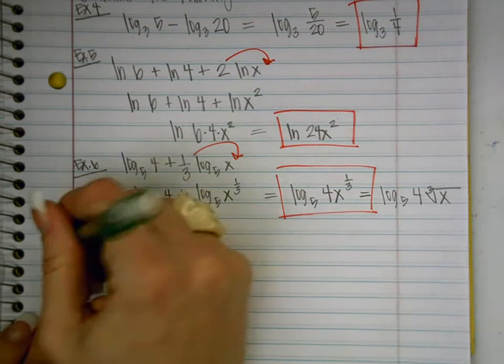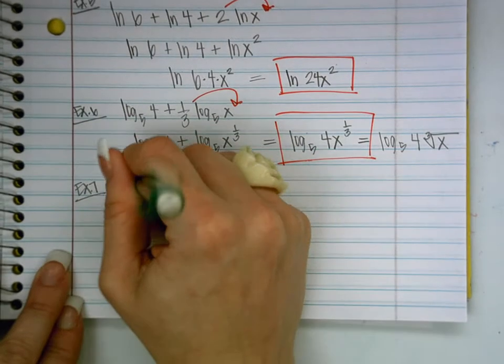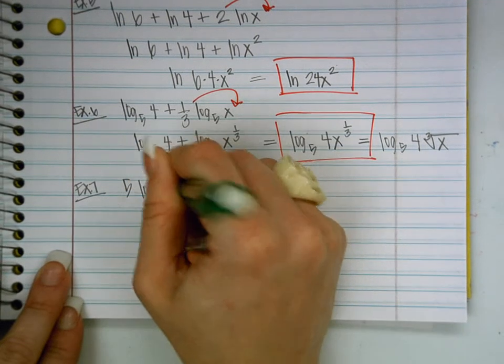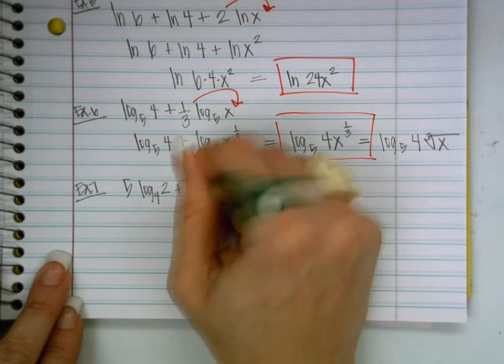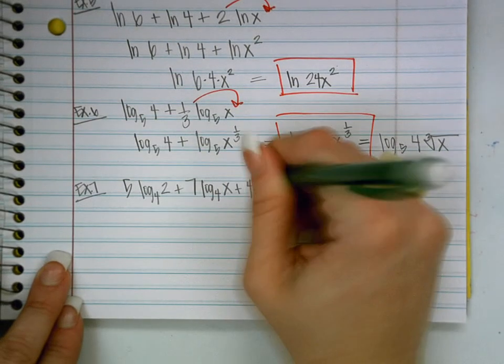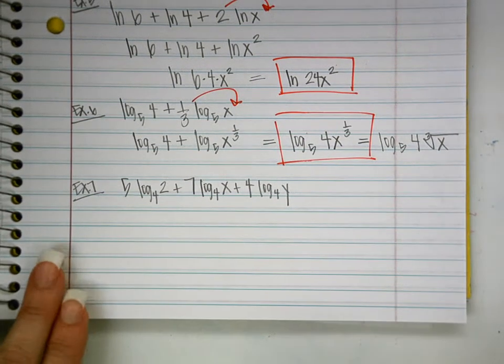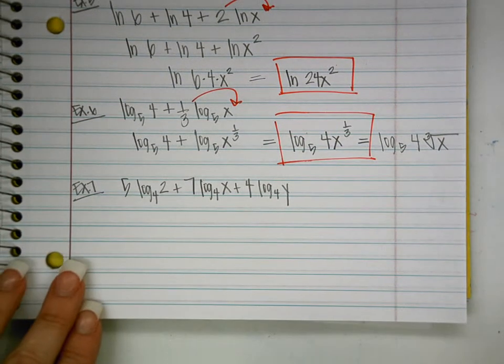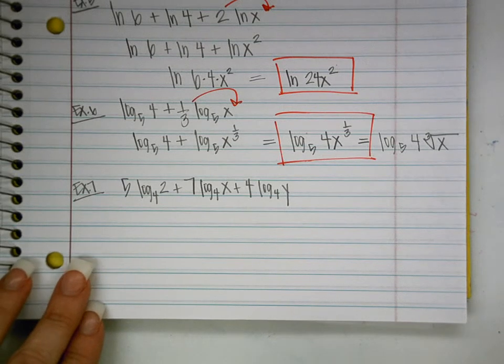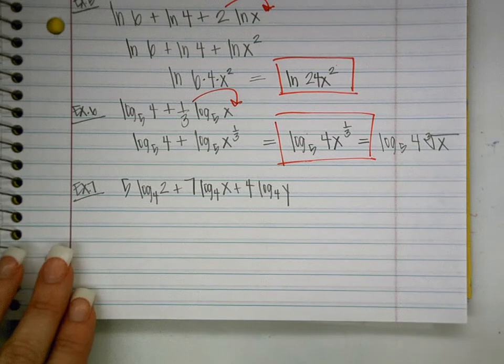And then the last one, let's try number 7. 5 log base 4 of 2 plus 7 log base 4 of x plus 4 log base 4 of y. Any ideas? Where do you think you'd start on this one?